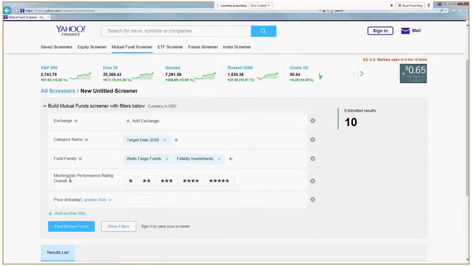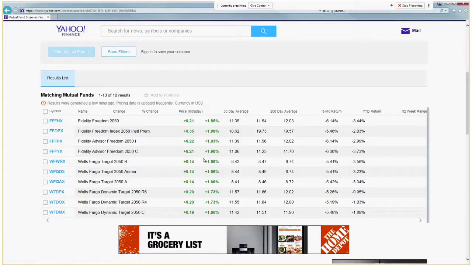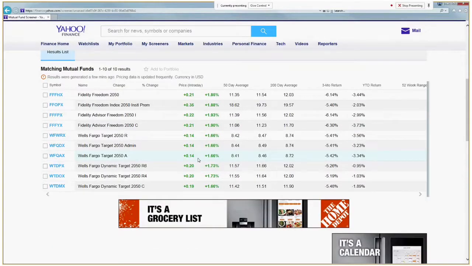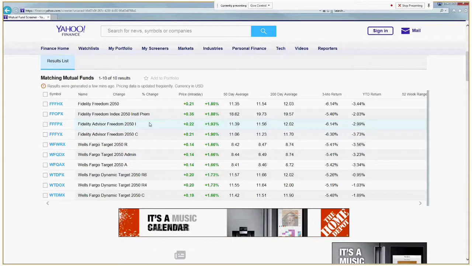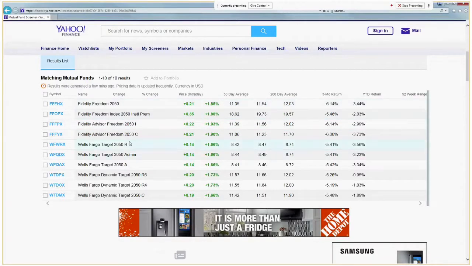Over here, you have the same type of thing. Anytime that you see the ranking for mutual funds, it's usually going to be associated with the Morningstar rating. And you can go to Morningstar to find out a little bit more about what they use to come up with that score. So I'm going to go ahead and click Find Mutual Funds. So we're going to look at our search results here. So we have a number of different Fidelity and Wells Fargo funds.